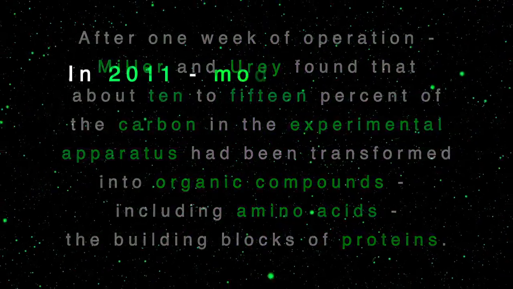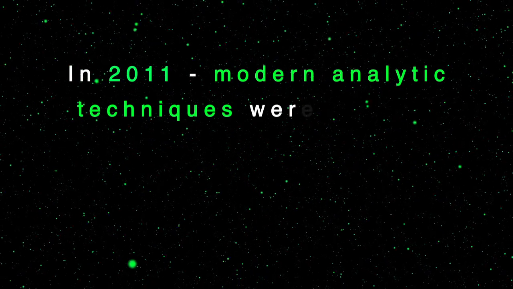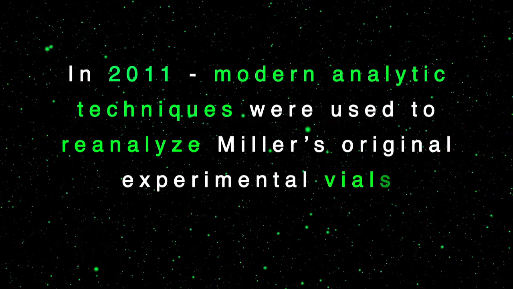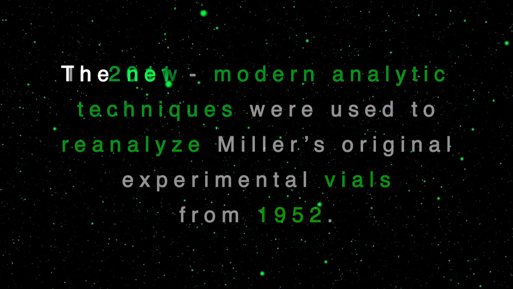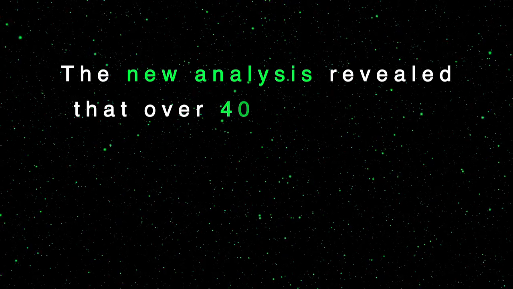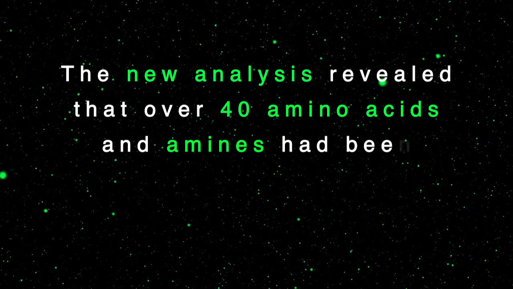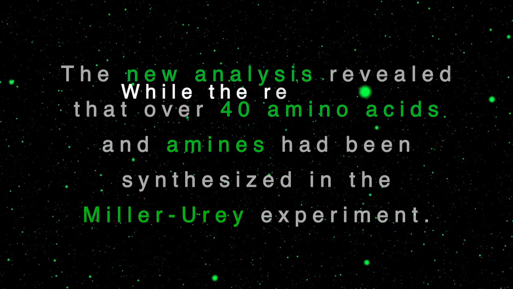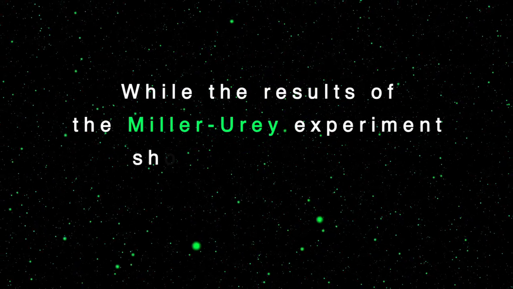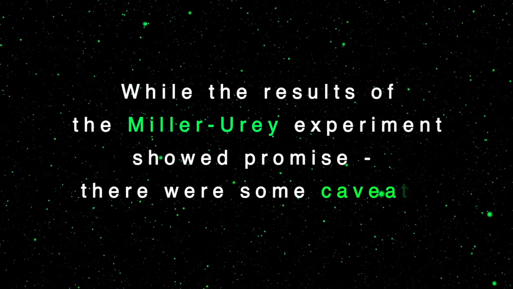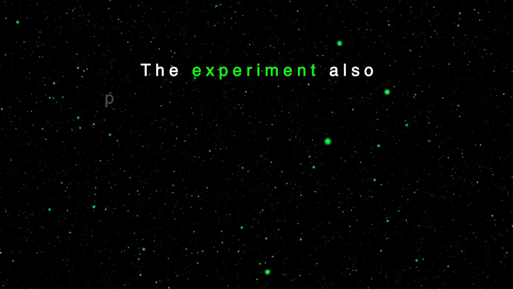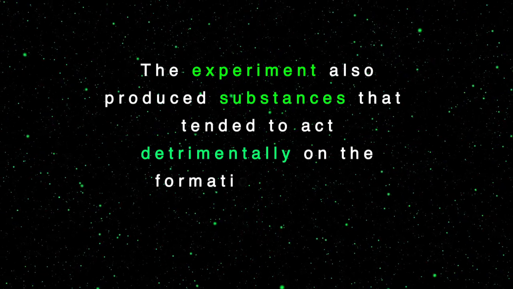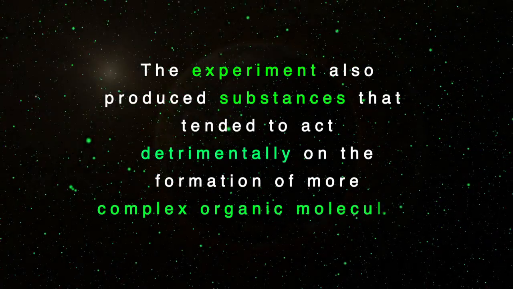In 2011, modern analytic techniques were used to reanalyze Miller's original experimental vials from 1952. The new analysis revealed that over 40 amino acids and amines had been synthesized in the Miller-Urey experiment. While the results of the Miller-Urey experiment showed promise, there were some caveats. The experiment also produced substances that tended to act detrimentally on the formation of more complex organic molecules.